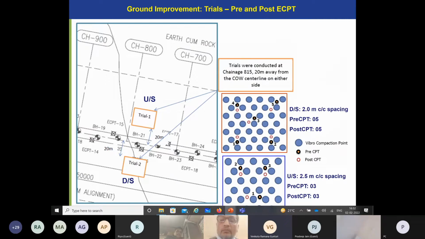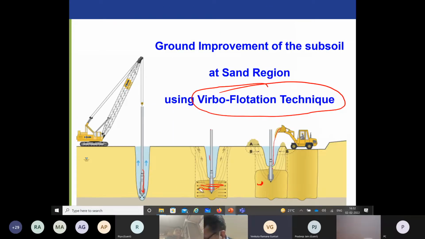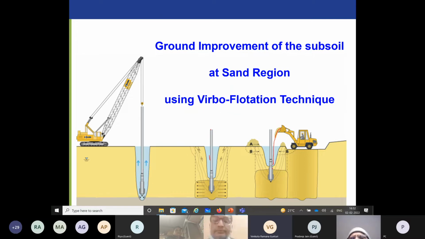Now, before you undertake this, you need to worry about what the density of the sand is in situ and what the density is after I improve it using this vibro flotation technique. Because as engineers, you have to pay the contractor. Ultimately, the owner wants to pay the contractor. So there should be a proof of concept and a bill of quantity. So how do you check? Quality assurance was a big issue.